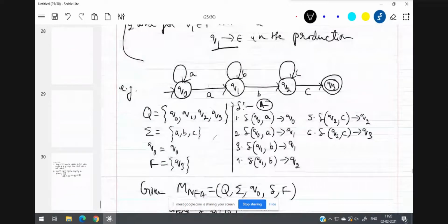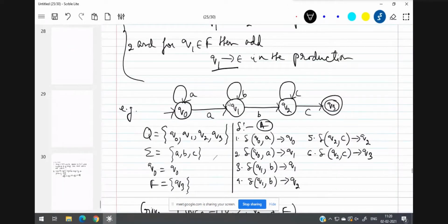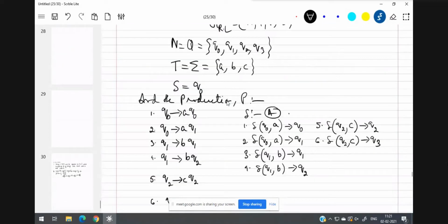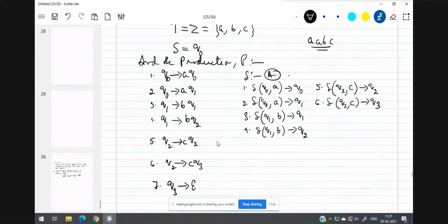Now, let me just check. The strings accepted by this machine are AABC, or ABCCC, or ABBBC. So it always ends with C. Let me try to derive the string AABC using these productions.